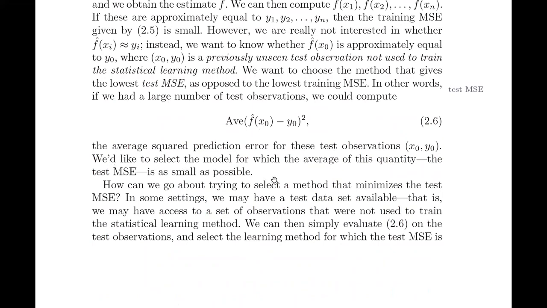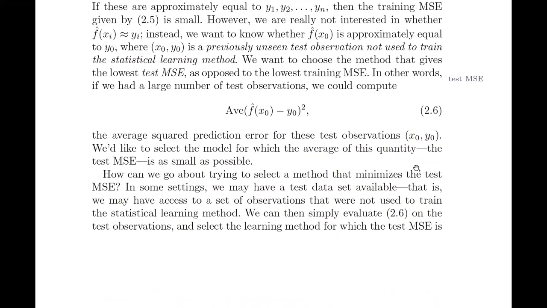We would like to select the model for which the average of this quantity, the test MSE, is as small as possible. How can we go about trying to select a method that minimizes the test MSE? In some settings, we may have a test data set available. That is, we may have access to a set of observations that was not used to train the statistical learning method.